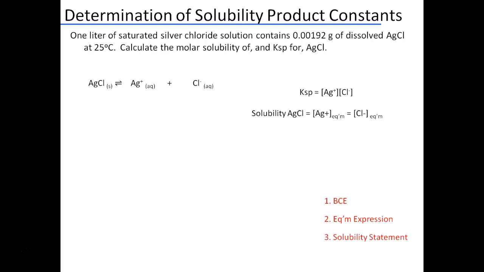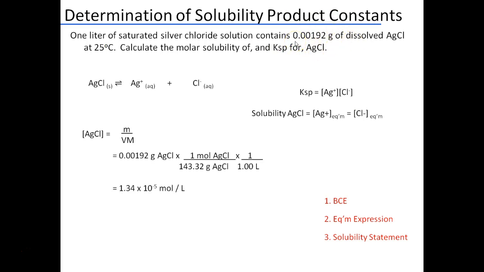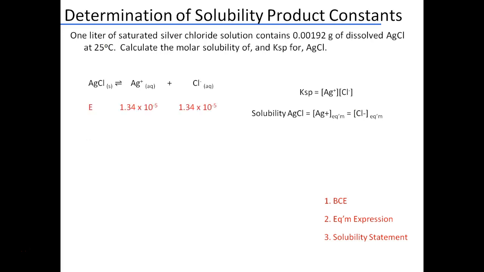And now here's the one difference that we have from before. We're always going to write a solubility statement so that we know the relationship between the solubility of my salt and the concentration of the ions. Now that I know this, I can use what I know about the amount of my salt that's dissolved to determine its concentration. Now that I know the salt concentration, my solubility statement tells me the concentration of my 2 ions. So now that I know their equilibrium concentrations, I can substitute them into my equilibrium expression and get my Ksp value.